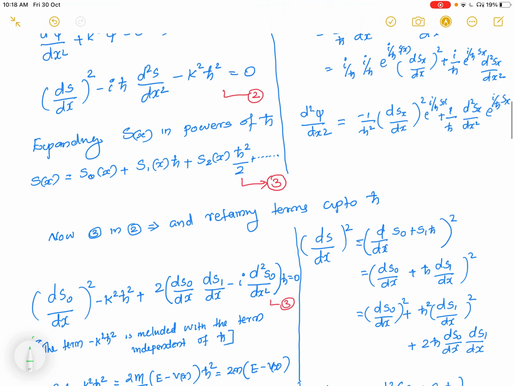what is the connection between the two wave functions, E less than V of x and E greater than V of x, that condition.